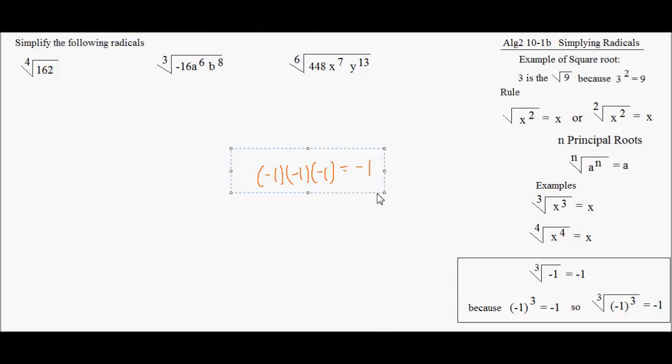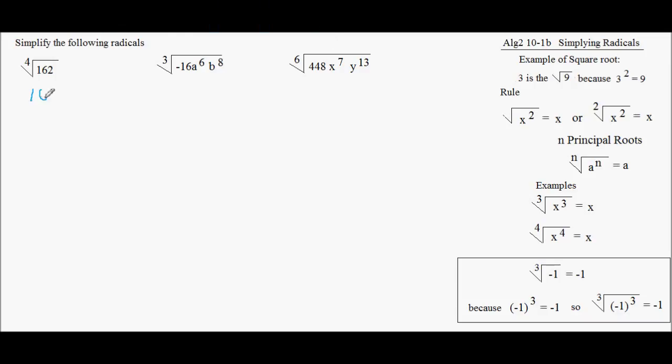So if I substitute in here, remember this rule, the third root of x cubed is x, so x is -1, and it becomes -1. I do that because of this negative here. Okay, so let's start in.